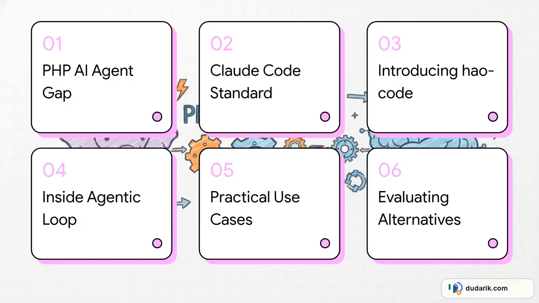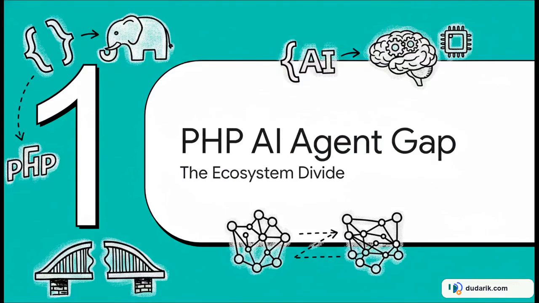Here is our roadmap for the explainer. We'll start with the PHP AI agent gap, then define the Claude Code standard, introduce hao-code itself, look under the hood inside the agentic loop, cover some practical PHP use cases, and wrap up by evaluating the alternatives. Starting off with Section 1, the PHP AI agent gap.